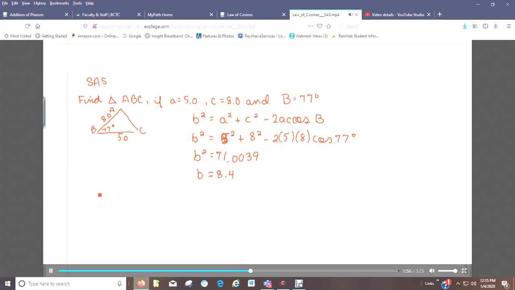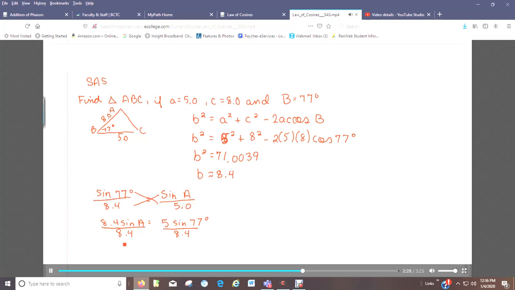Let's go back to our law of sines, and we'll use sine of 77 degrees over its opposite side, 8.4. And let's find angle A. Sine of A over its opposite side, 5.0. Cross multiply just like before. 8.4 sine of A equals 5 times sine of 77. Divide out my 8.4.